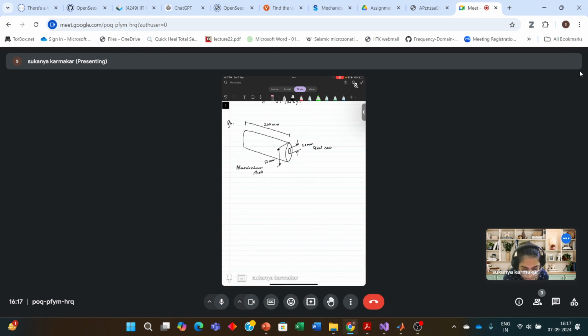It is given that the Young's modulus of aluminium, EA, is 70 GPa. The coefficient of thermal expansion is 23.6 into 10 to the power minus 6 per degree Celsius. This aluminium shell is fully bonded to a steel core.